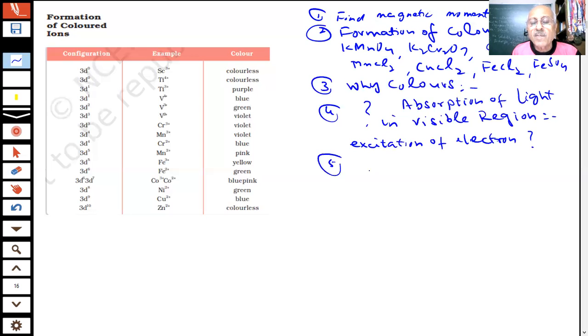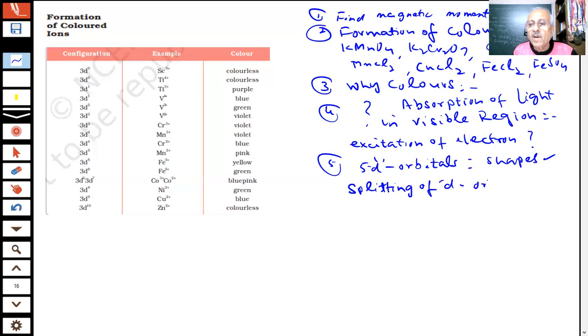What happens in the transition elements? You are aware there are 5 d orbitals, and you have seen the shapes of them also in the book. Now, when the ligands approach these d orbitals, what happens is splitting of d orbitals takes place.